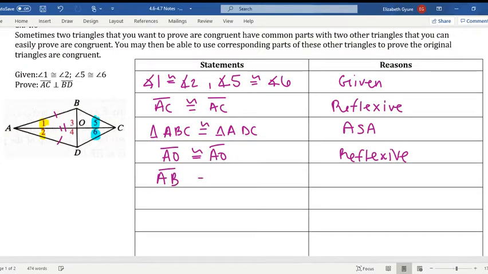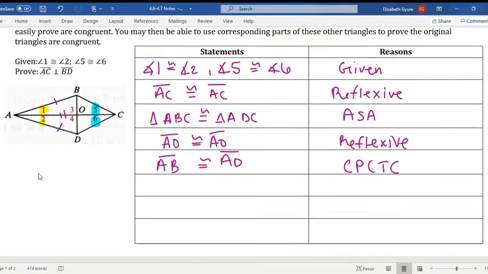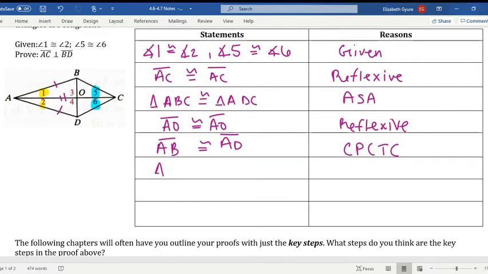Now, what allows us to say that? Didn't we say the full triangles are congruent? So are their parts congruent? That was CPCTC. Good. Now can I say the triangle ABO is congruent to triangle ADO? Yeah, we have a set of congruent sides, an angle, another set of sides. So we're going to say triangle ABO is congruent to triangle ADO by side, angle, side.